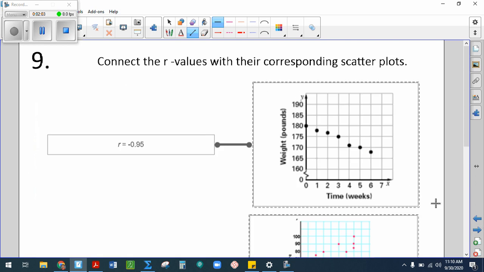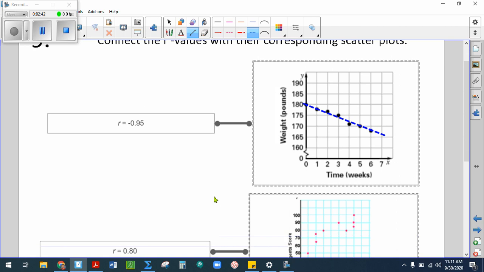For number 9, it says connect the R values with the corresponding scatter plots. So I've already done that. This one has an R value, the top one, of negative 0.95. That's because these points are pretty close to the line. The closer they are to all being on the same line, the closer the R value is going to be to 1 or negative 1. The 1 or negative 1 just has to do with whether it's positive or negative. Since this line is decreasing or going down, it's going to be negative. And all those points are pretty close to the line, which is why my R value is so close to negative 1.0.